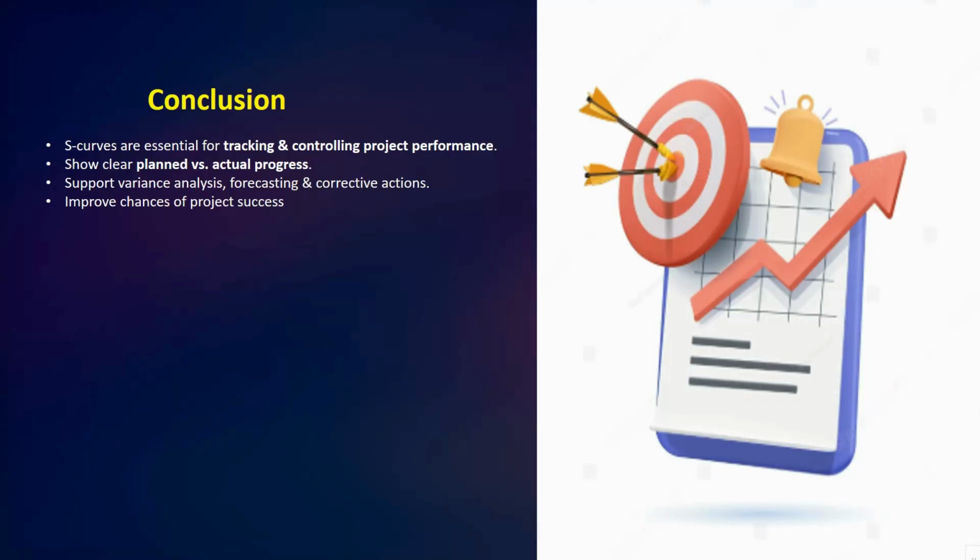Now let's conclude. Under conclusion, S-curves are essential for tracking and controlling project performance. Second, they show clear plan versus actual progress. Then they support variance analysis for costing and corrective action, and improve chances of project success. So the S-curve is not just a chart. It's an essential project management tool that helps us track and control performance with clarity.